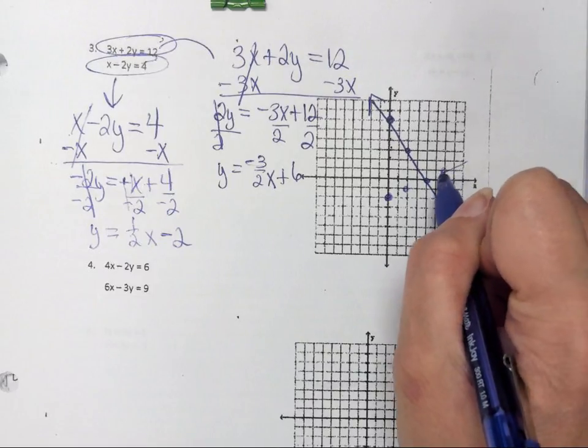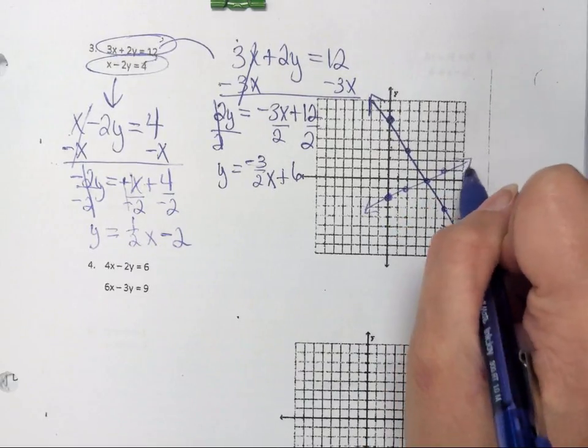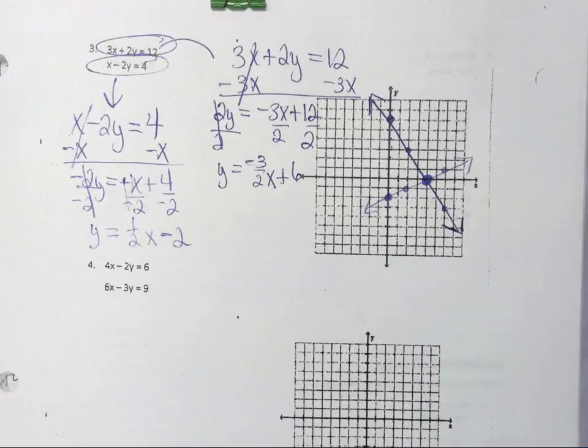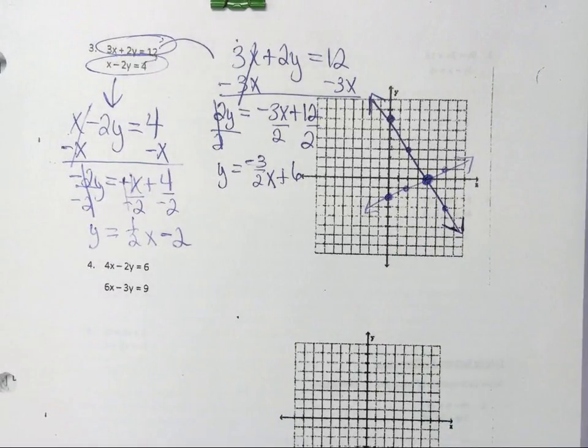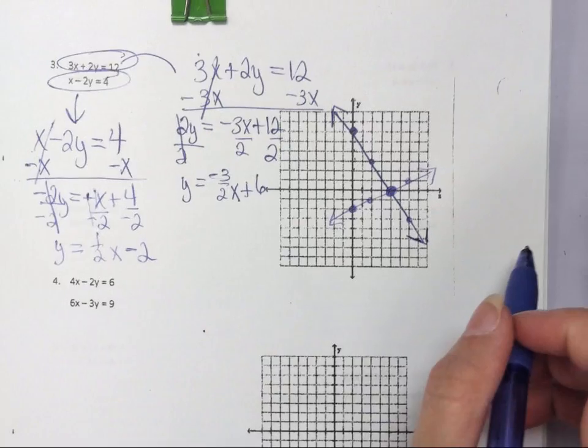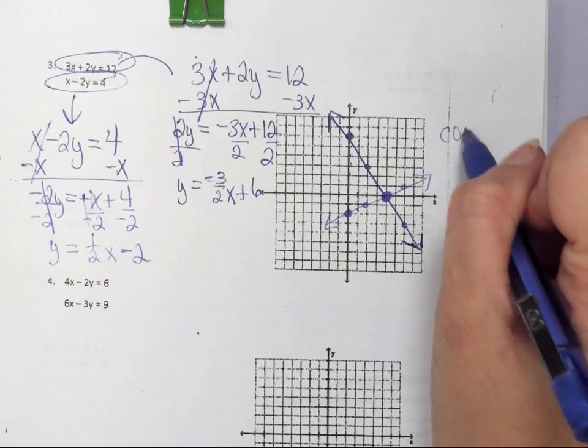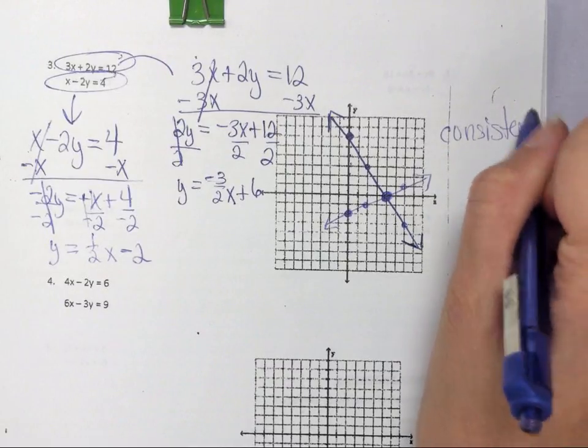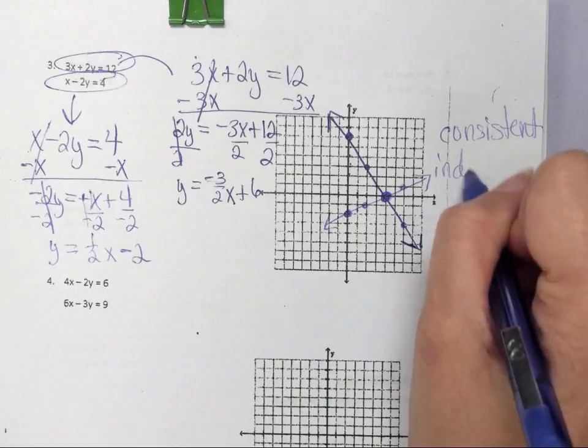And looky there, they're going to cross right here. Alright, so put back on the other page. Which one does that look like? The first one, the second one, or the third one? The first one. So what do we call it if it's the first one? Consistent and independent. There you go.